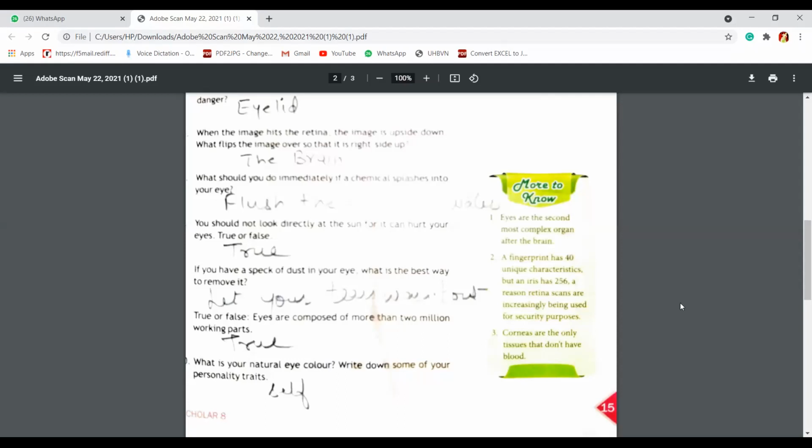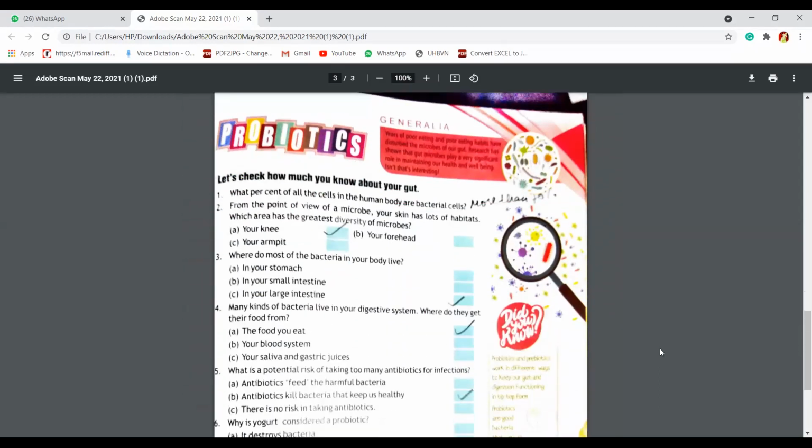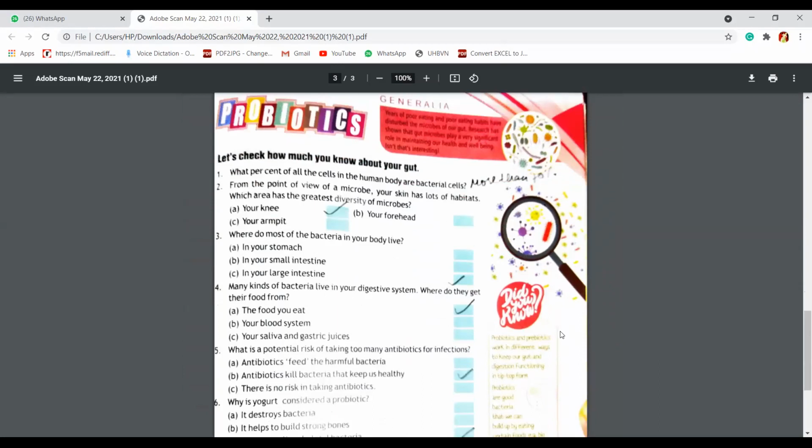So this is all about the eyes. I hope the concept related to eyes is clear to you. If some doubt is there, please note it down in the query section. We will discuss. Let's see probiotics. Probiotics are very important for us.